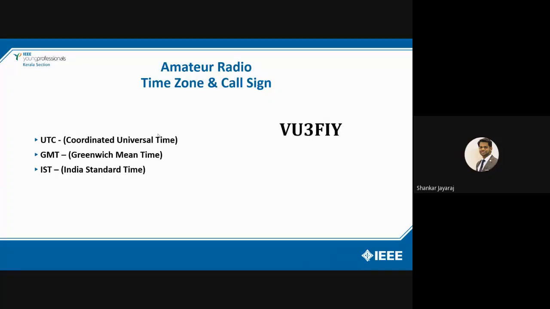So let me talk about the call sign. This VU3FIY is my call sign. It's my name all over the world. No one else in the world has this VU3FIY. You may wonder about how I've been calling myself VU3FIY. We can split it into 3 parts. First, I will take VU3 separately. The first 2 letters give you the country code. This VU is for India. We have different country codes for different regions or countries.